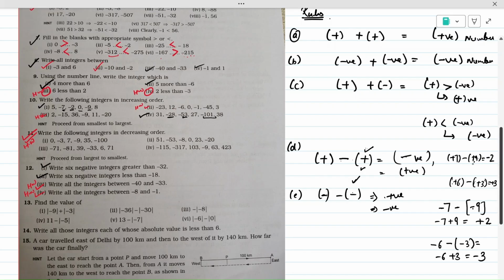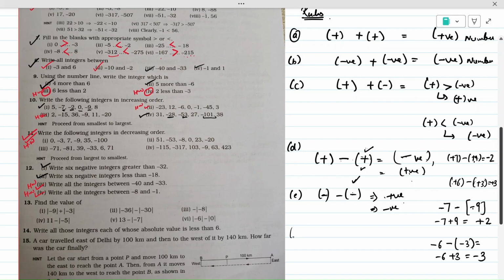I hope that you have understood using examples in both cases. In the case of subtraction, when we are subtracting two positive numbers, if the second number is more positive, then the answer will be negative, and if it is less positive, the answer will be positive. It all depends on whether it is greater than the first or not. Similarly here, if the second number is greater than the first number, the answer will be positive. If it is less than the first number, the answer will be negative.